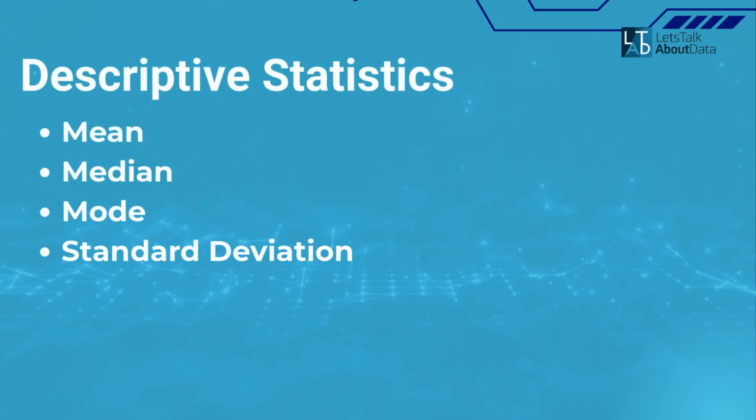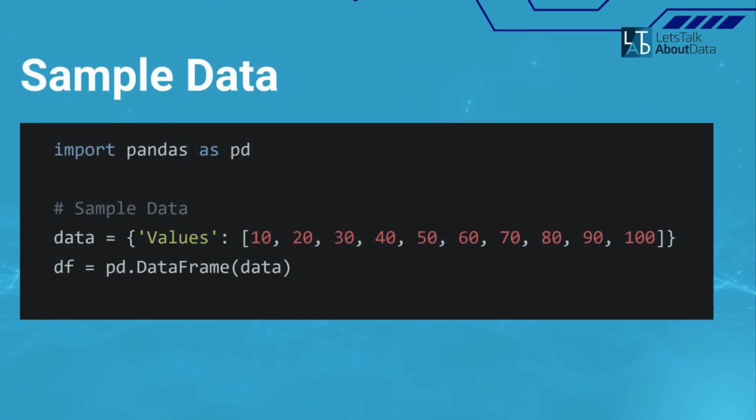Let's start with descriptive statistics. These are measures that summarize the main features of a dataset. We're talking about mean, median, mode, and standard deviation. We can use Pandas to calculate these statistics easily. For example, df.mean, df.median, df.mode, and df.std.